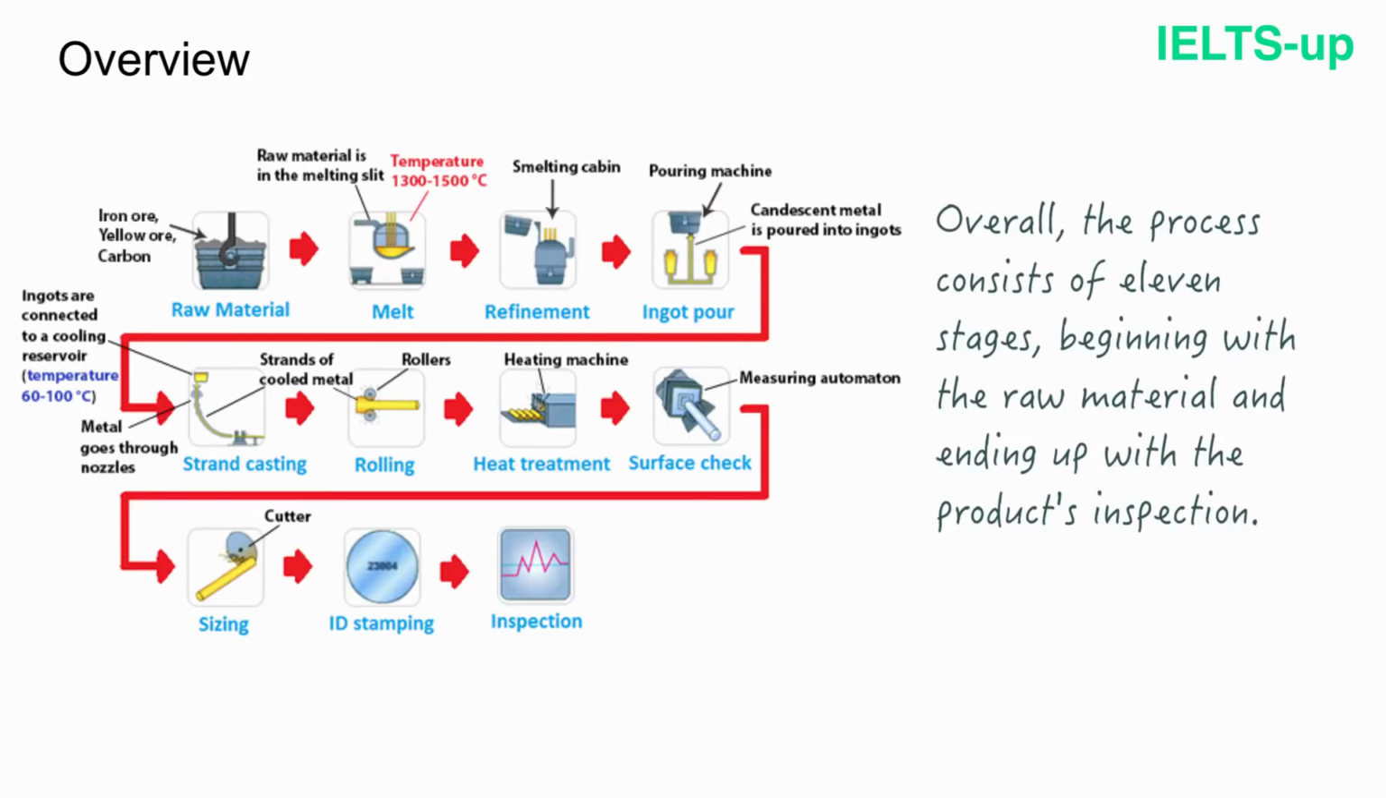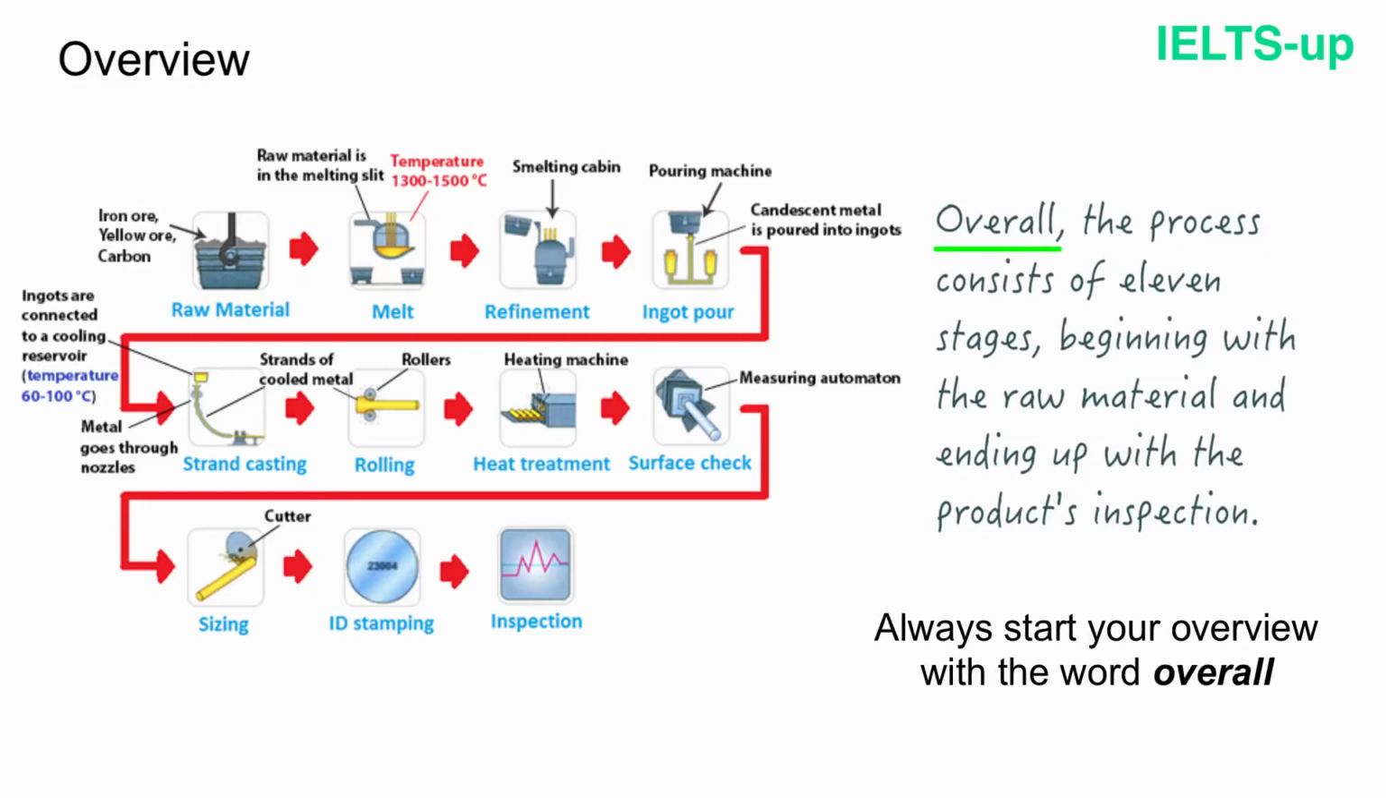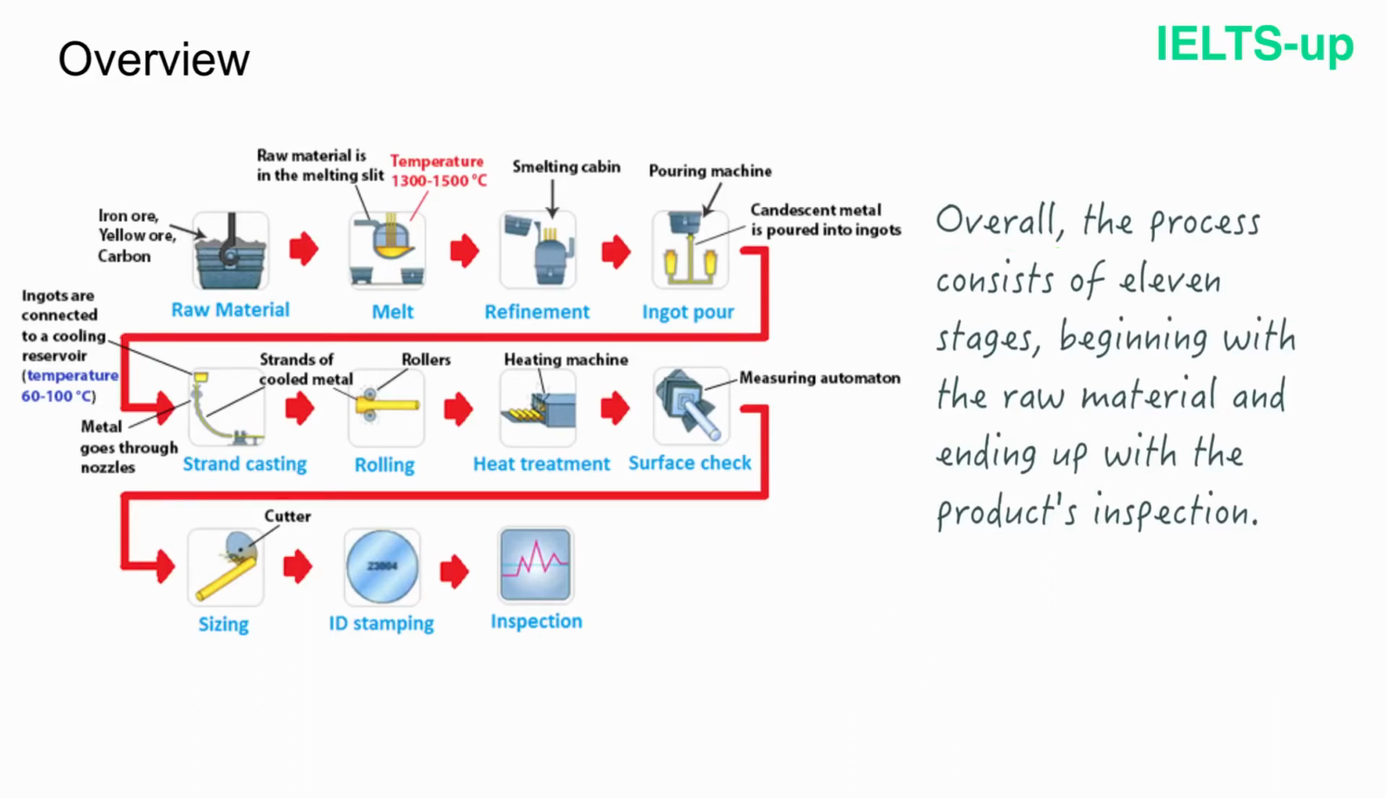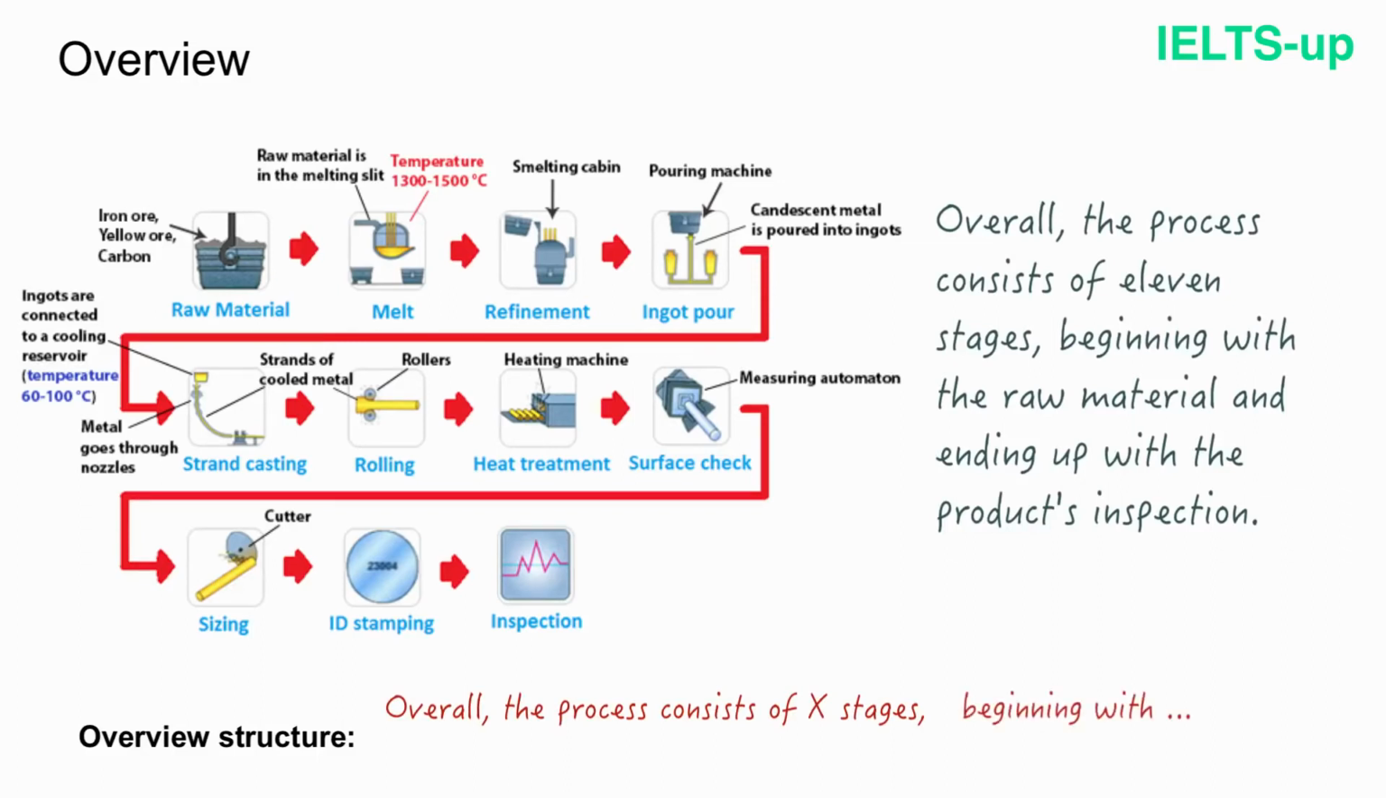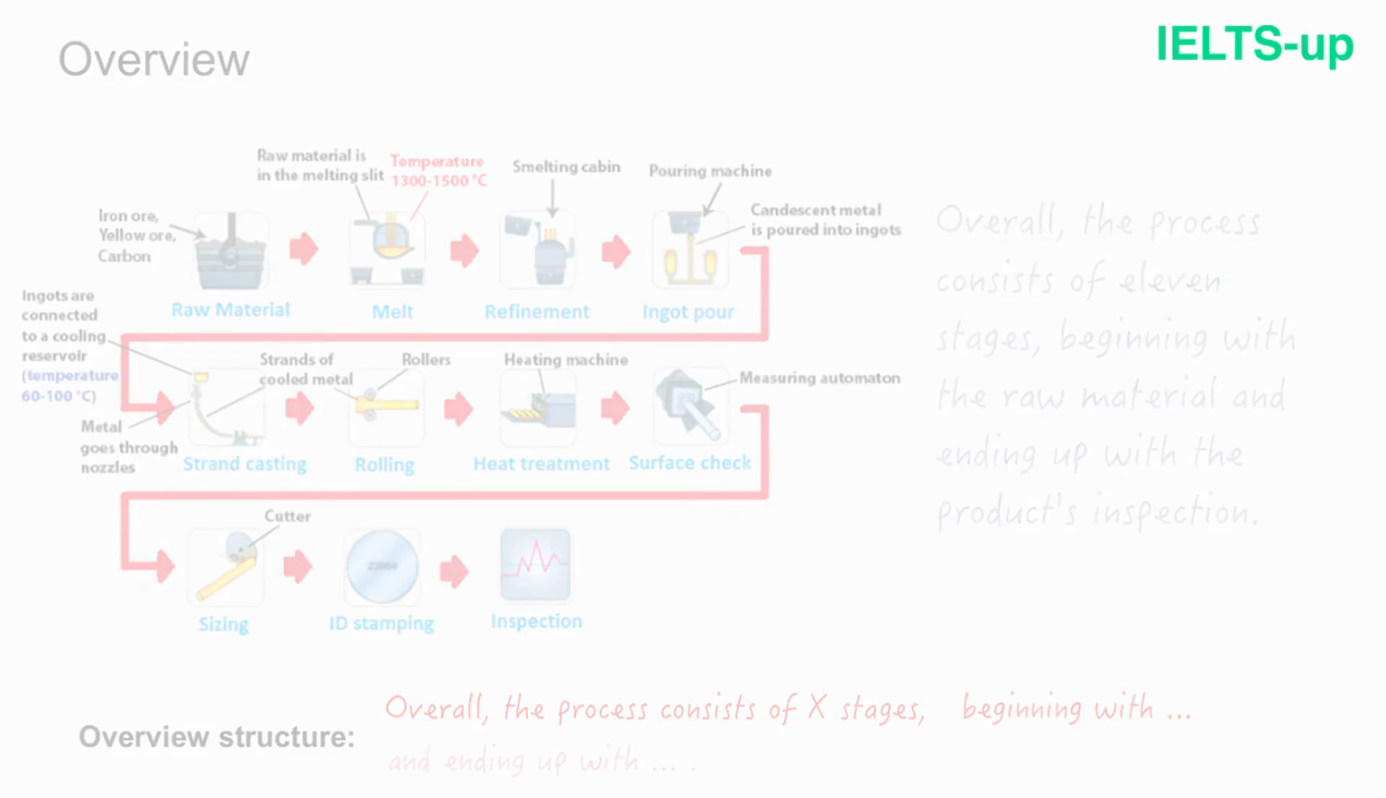My first word for the overview is overall. Always start your overview with the word overall. It indicates to the examiner that you are going to describe general trends. Then, I gave the number of stages. I used the phrase the process consists of 11 stages to do that. And I also wrote how our process begins and ends. For this, I used the phrases beginning with and ending up with. So, this is how you should structure your overview. Overall, the process consists of X stages, beginning with something and ending up with something. Well, that's all with our overview, and we move on to the next paragraph.